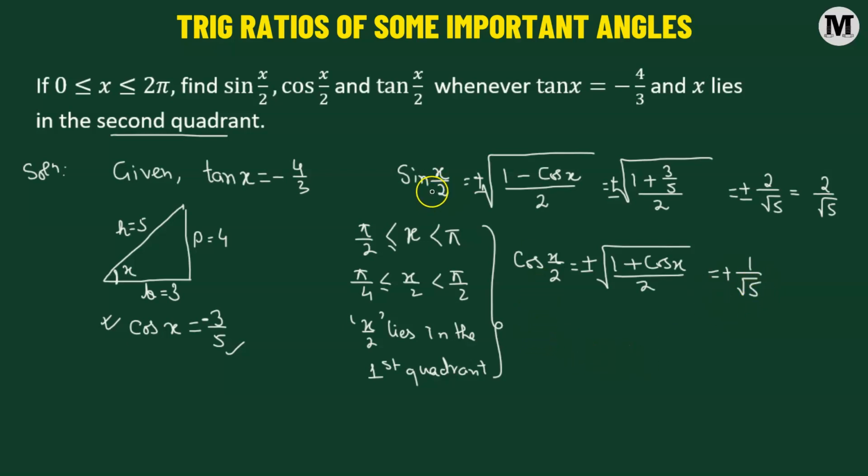Now that we have the value of sine x over 2 and cosine of x over 2, we can easily find out the value of tangent of x over 2, which is nothing but the ratio of sine x over 2 to cosine x over 2. So we have 2/square root of 5 divided by 1/square root of 5. This is going to give us a value of 2, and it's going to be positive because x over 2 lies in the first quadrant, where tangent is positive. So these are the values of sine x over 2, cosine x over 2 and tangent of x over 2, provided tangent of x is given as -4/3 and x lies in the second quadrant.